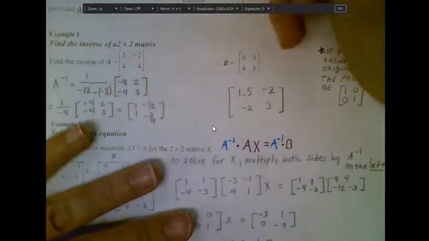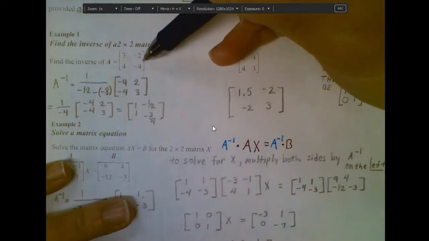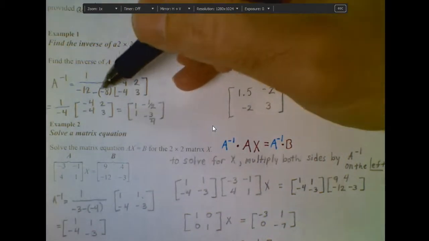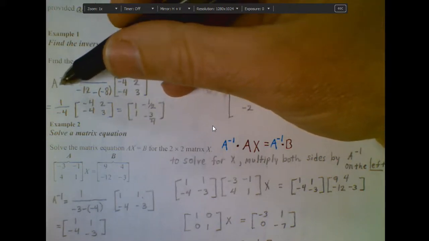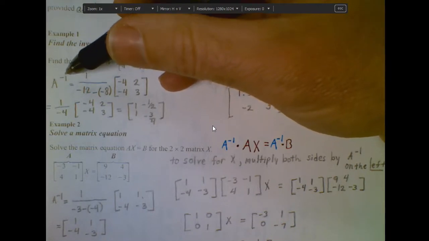So take a look at this. If I have this matrix, we're calling this matrix A. If I were to find its inverse, here's how the process goes. The symbol that we use to represent an inverse is the matrix title to the -1 power. So when you see this, that just represents that you're finding an inverse.